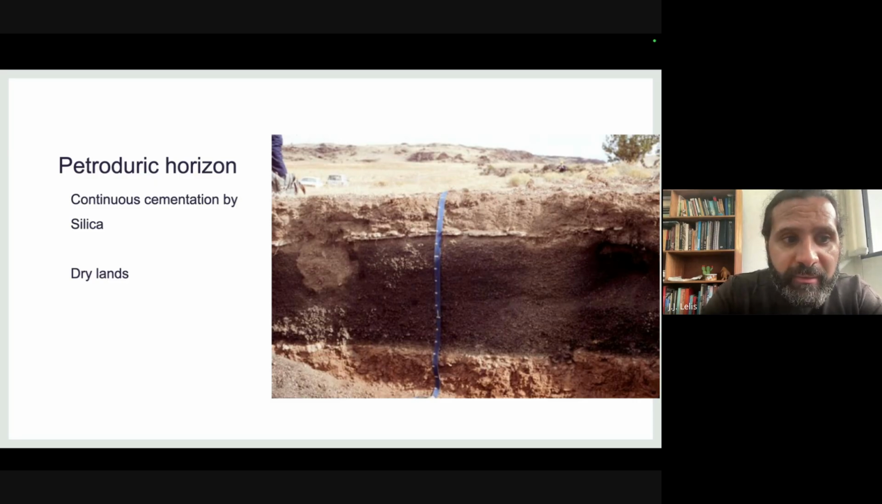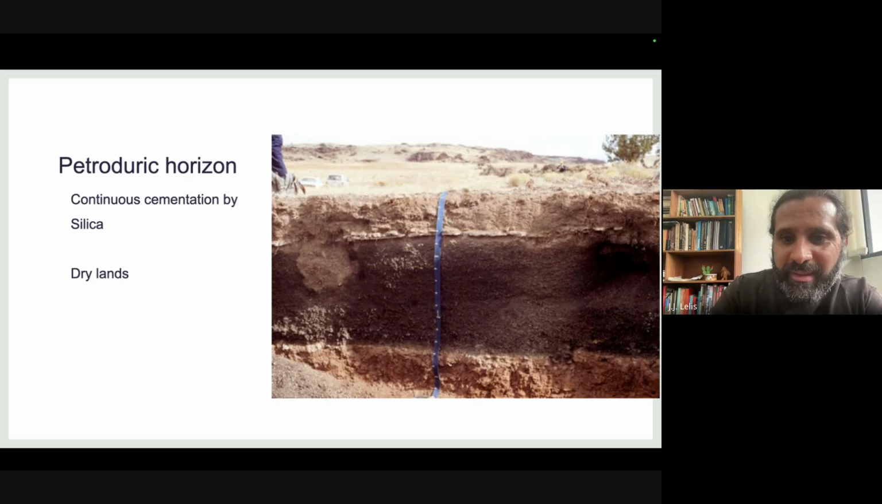Okay, and the petroduric horizon is similar to what we call duripan in Soil Taxonomy. The petroduric horizon is a horizon in which cementation by silica fills almost all of the voids of one specific section of the soil, and because of this we have a strong cementation. It's quite hard and difficult to break this horizon with a knife, a shovel, and even sometimes with heavy equipment, because the silica is quite strong.